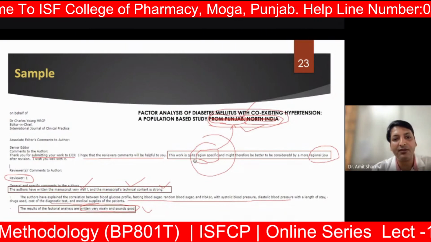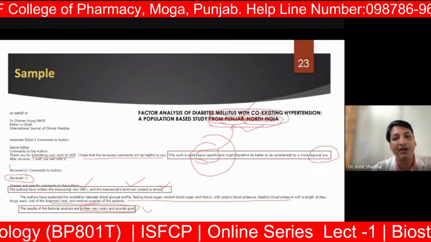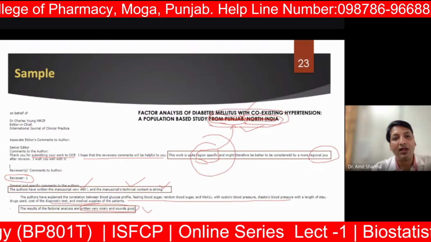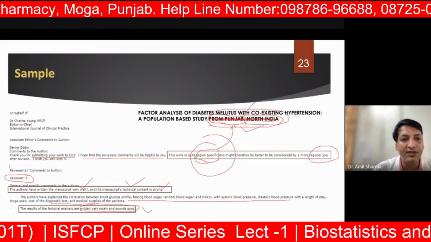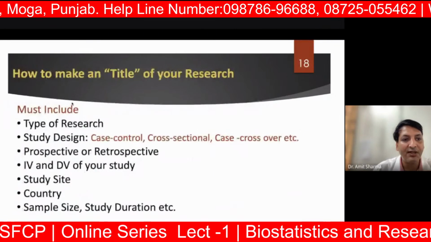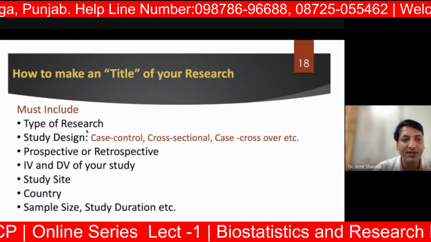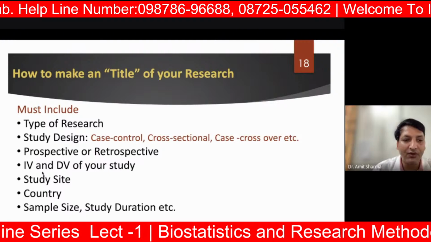So what is my point of view? Whenever you are making your title, make an effective title so that it will be beneficial to you. Try to incorporate all the things mentioned in this particular slide, such as the type of your research and the study design. What I did, you can follow the same way.